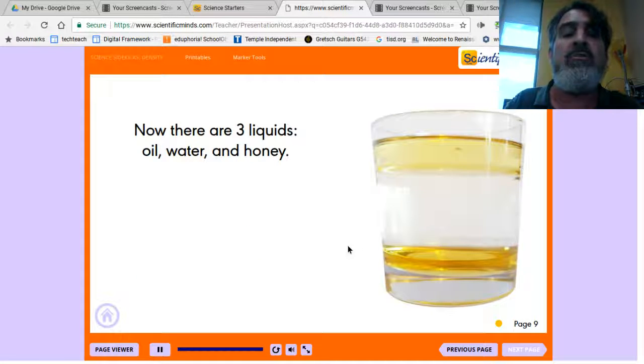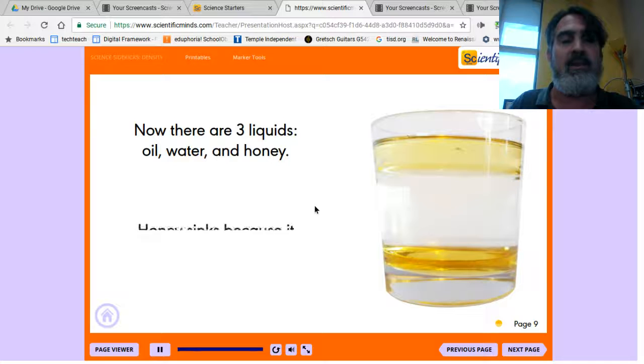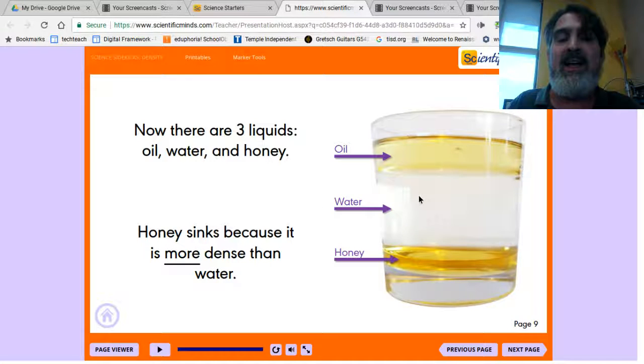Okay, now there are three liquids here. We have oil, water, and honey. So we already said that oil is less dense than water. Okay, and honey is more dense than water. So the honey sinks to the bottom and the oil floats on top of the water. So the honey is more dense than water. The oil is less dense than water.